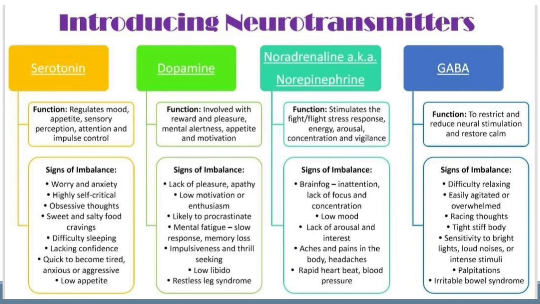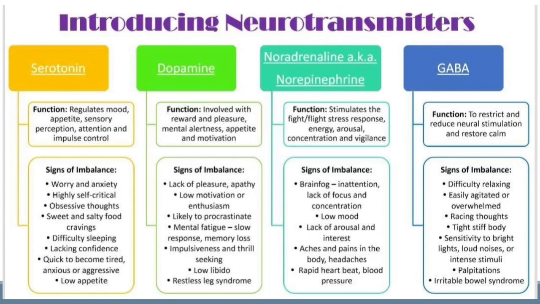Dopamine levels: this is involved with our reward and pleasure sensors in the brain. Also has to do with mental alertness, appetite, and motivation. So signs of an imbalance could be lack of pleasure, apathy, low motivation or enthusiasm, likely to procrastinate, mental fatigue, slow response, memory loss, impulsiveness, restless leg syndrome.